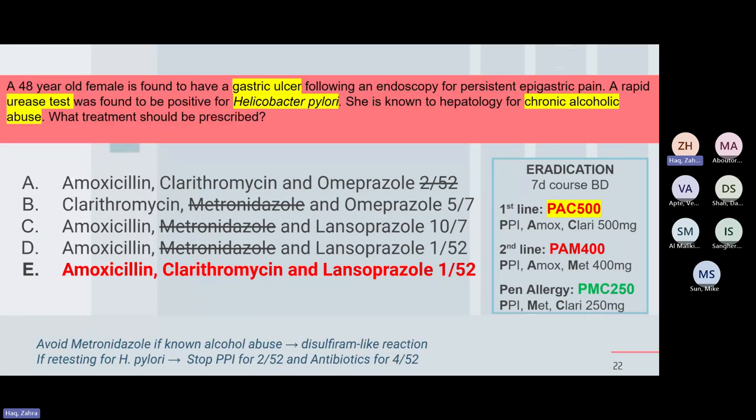Now, the reason why we don't use metronidazole in this case is because our patient is a chronic alcoholic, and metronidazole in alcoholics can actually cause a disulfiram-like reaction where there's flushing, hypertension, nausea. So we try and stay away from using those antibiotics. This is the answer we would get to from elimination.